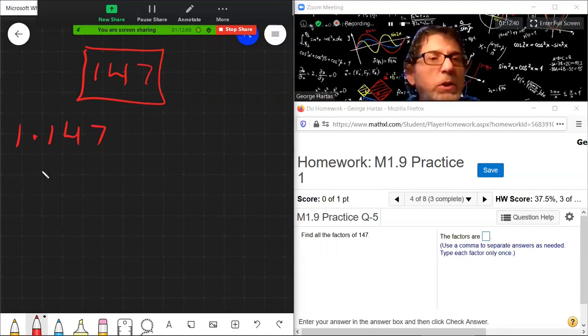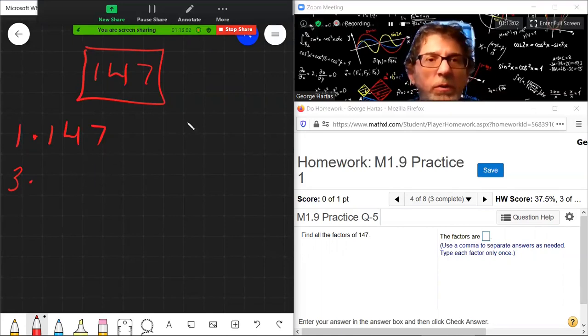So then we're going to jump to 3. And let's use the rules of divisibility. 1 plus 4 is 5. 5 plus 7 is 12. 3 does go into 12 evenly. So yeah, 3 times something is definitely 147. Now, 3 times what? I have no idea.